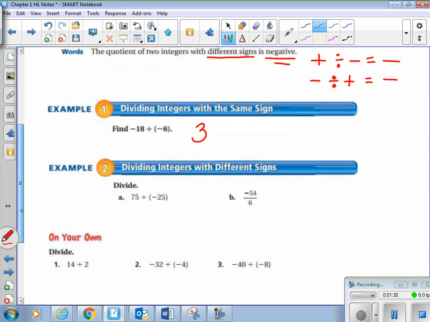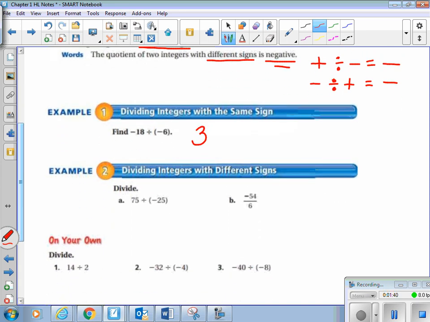In example 2, we're looking at different signs. Positive 75 divided by negative 25, immediately I would write that it's going to be a negative answer because my signs are different. 25 can go into 75 3 times, therefore my answer is negative 3. In B, negative 54 divided by 6. My signs are different, therefore my answer is negative. 6 goes into 54 9 times, so we're looking at negative 9.